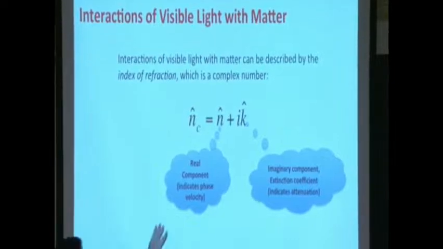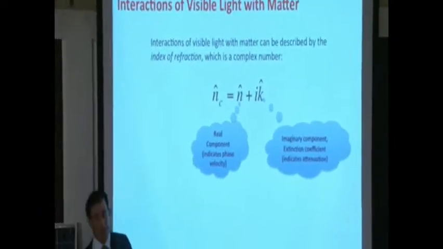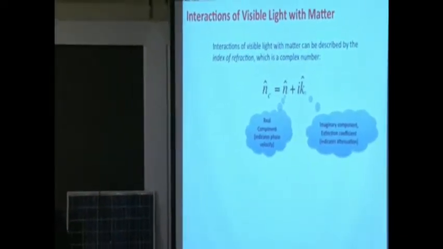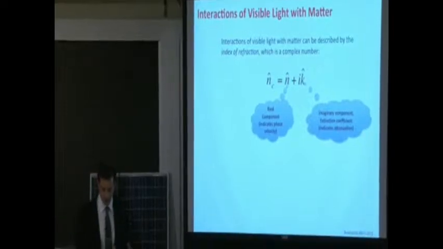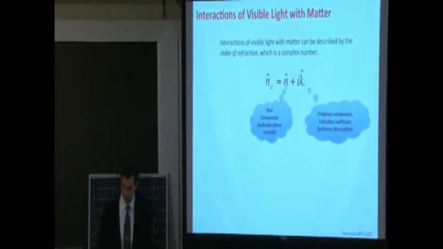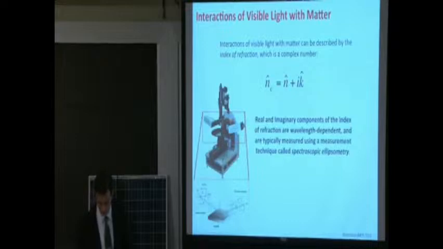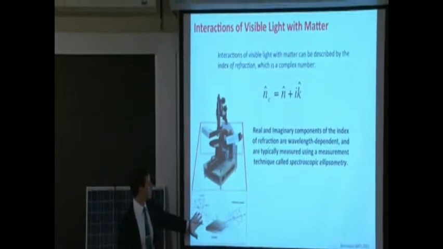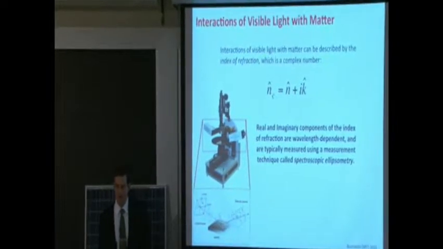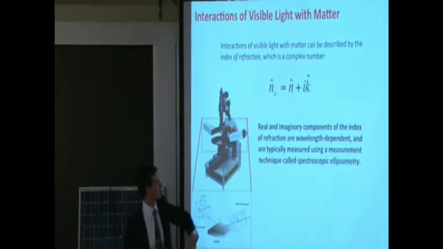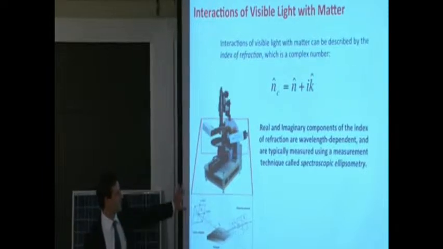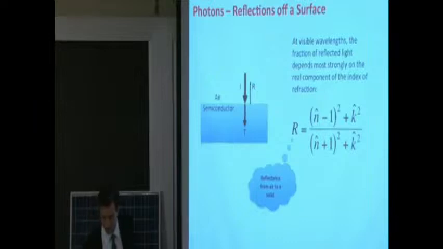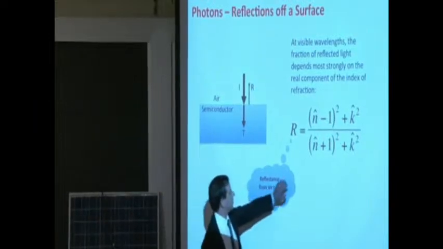It's comprised of a real component, which indicates the phase velocity inside of the material, and an imaginary component, which can be thought of as an extinction coefficient. It is related to the attenuation of the light intensity as it travels through that material. The measurements, for those who have already taken measurements on a spectroscopic ellipsometer, this is how you measure that parameter up there. We don't have to dive too deeply into that for the purposes of the class. It's just for background. Why these values are important.